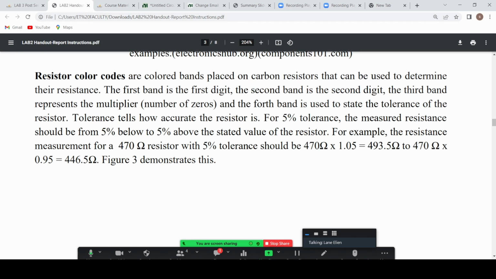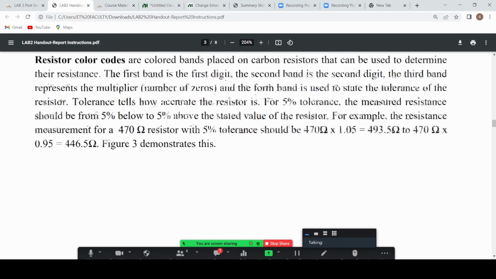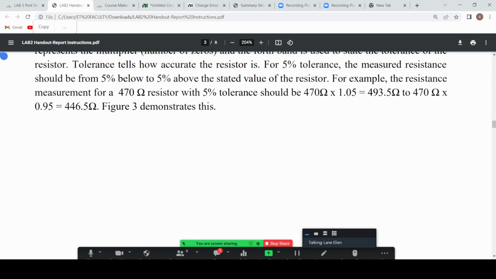Again, the first 2 bands represent numbers, the third one the multiplier, the fourth one the tolerance. And sometimes we can have resistor color codes with 5 bands, where the first 3 are going to be digits and the next one is going to be the multiplier or the number of zeros. And I think we have a quiz on that coming up. Again, the tolerance tells us the error in manufacturing. So when you measure that resistance, it could be plus or minus whatever the tolerance is.